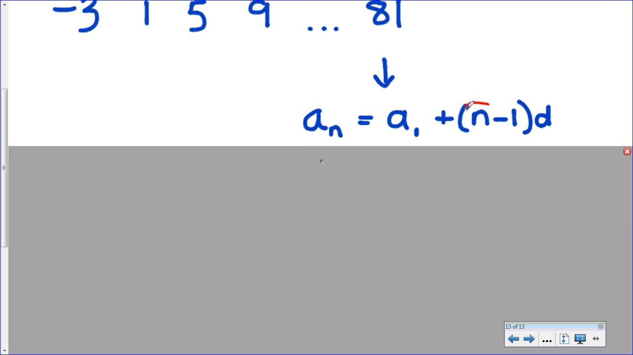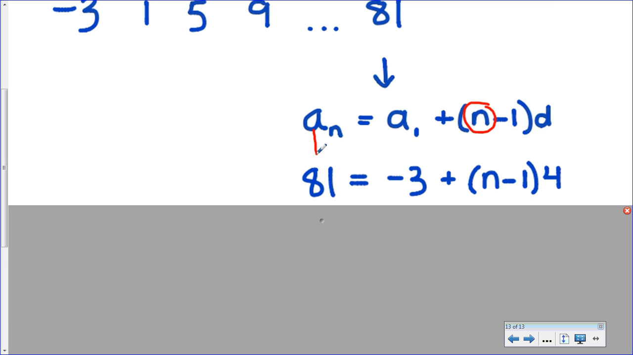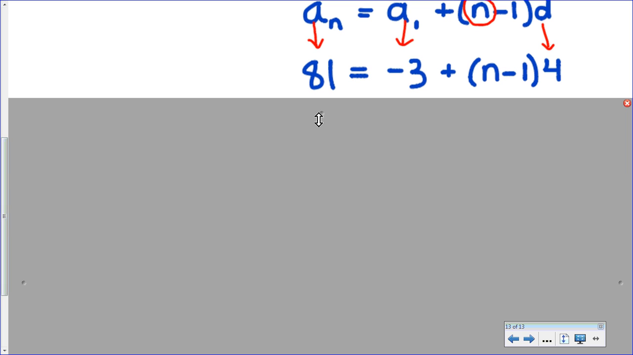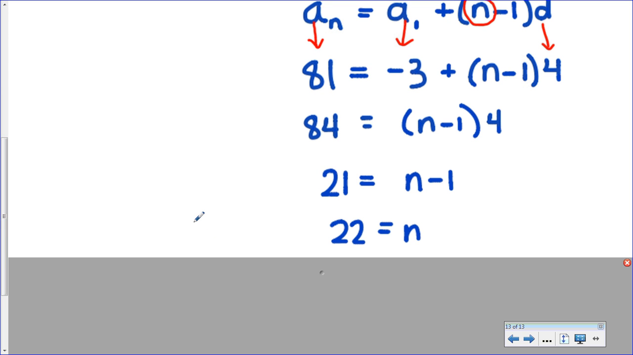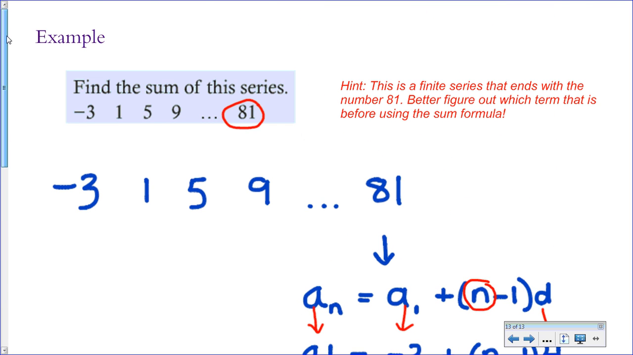So this time I need to solve for n. I don't know which term it is, so I plug the 81 in for the value of the term. The first term of the sequence is -3. The common difference is 4, which means the only thing I don't know is which term is 81. So I solve this equation. I figure out that 22 is n when the value is 81. So it means 81 is actually the 22nd term of this sequence, right? This is the first, this is the second, this is the third, this is the fourth. There's a bunch in between, and it turns out that this is the 22nd term.